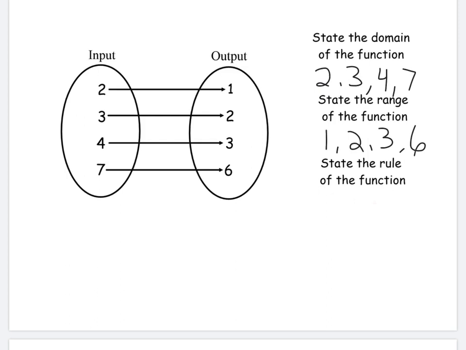And state the rule of the function. The rule of the function is what we are doing to the input to get the output. And if you notice, we are taking the input values and our output that they're connected to is 1 less. So our rule would be n minus 1.